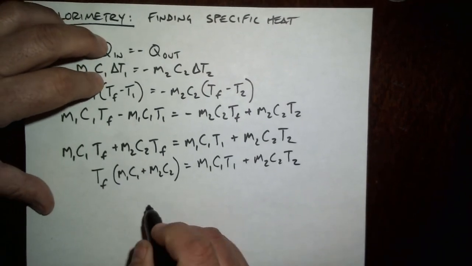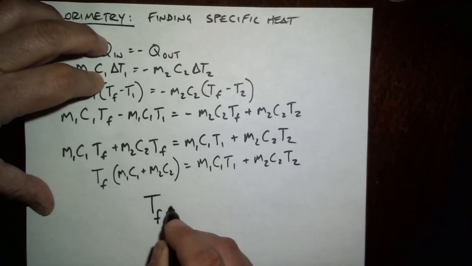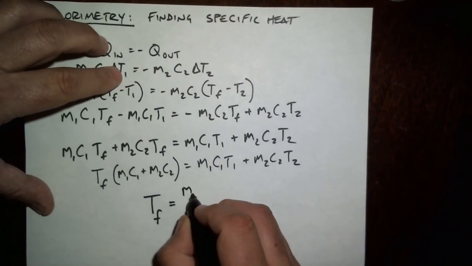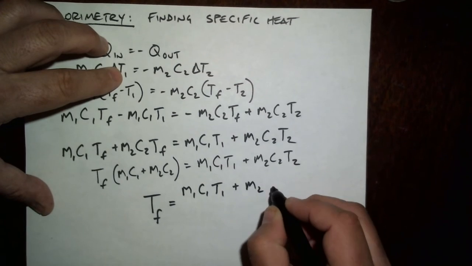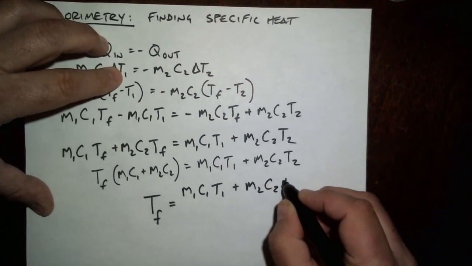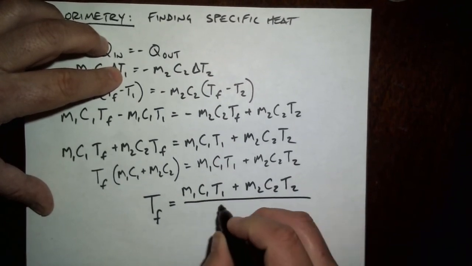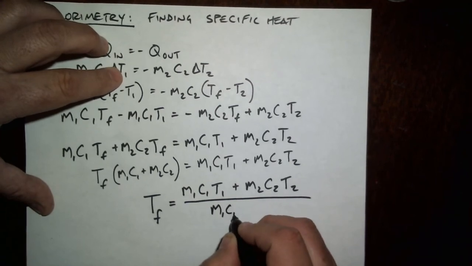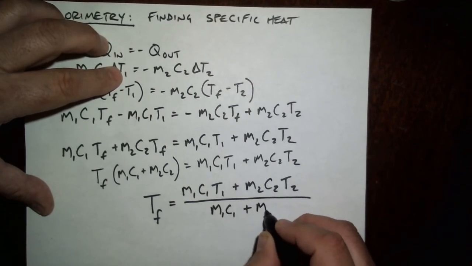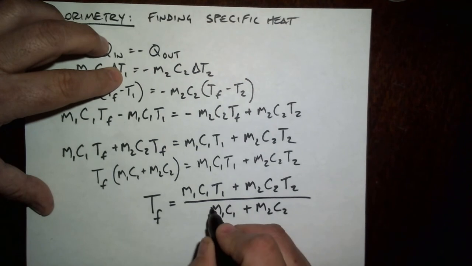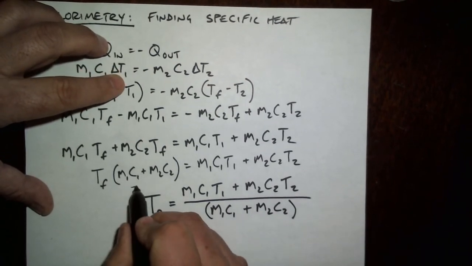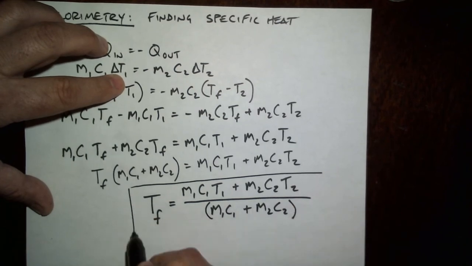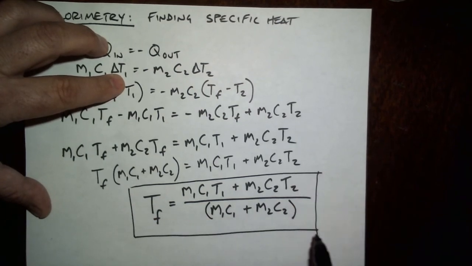And now finally, to find the final temperature, you're going to take M1 times C1 times T1 and add to it M2 times C2 times T2, and we're going to divide by the quantity M1C1 plus M2C2. And let's put this in parentheses for fun. So this is a formula that you can use to find the final temperature whenever mixing. So let's call this the mixing formula.